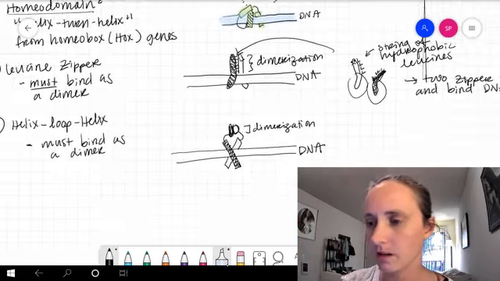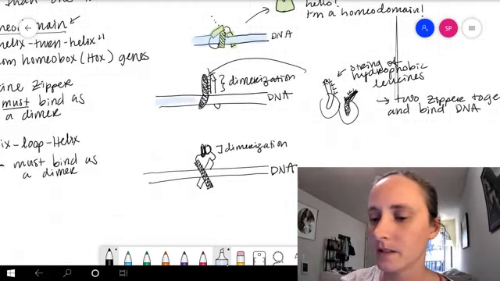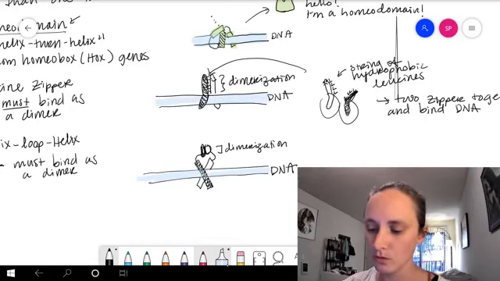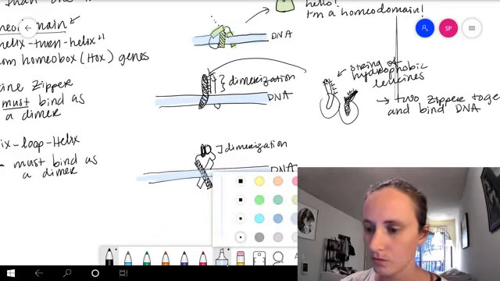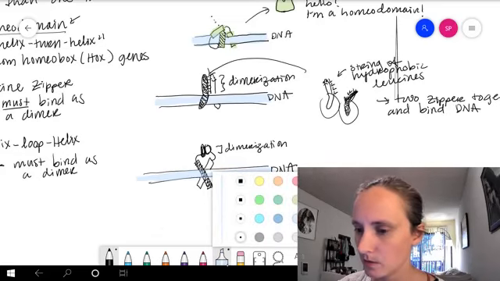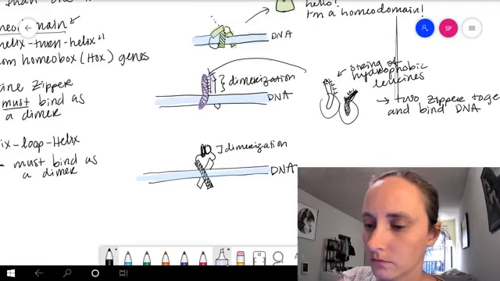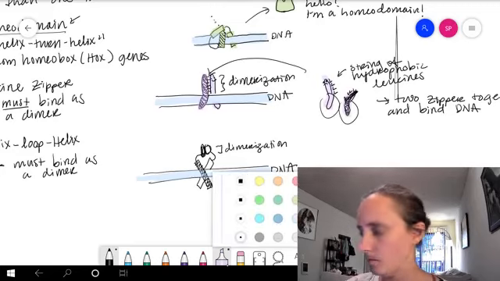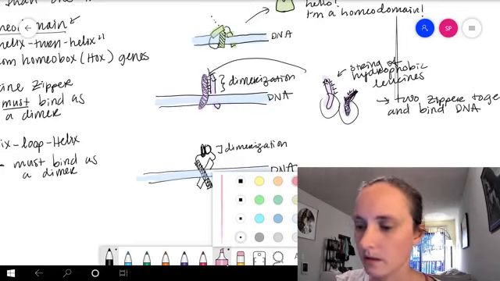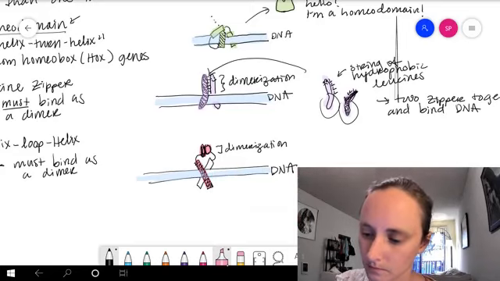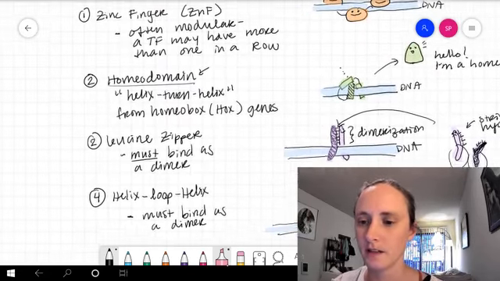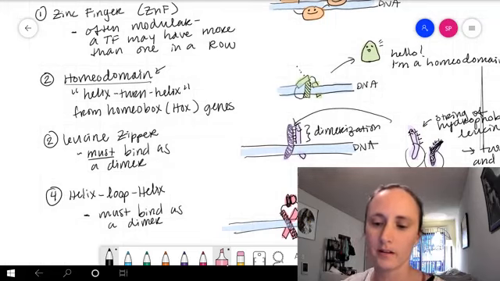And now I want to color everyone in. I may have missed some. DNA is blue. Leucine zipper is purple. And I think I made, yes, I think it's like a red color. All right, there we have our four types: zinc finger, homeodomain, and the requisite dimers, leucine zipper and helix-loop-helix.